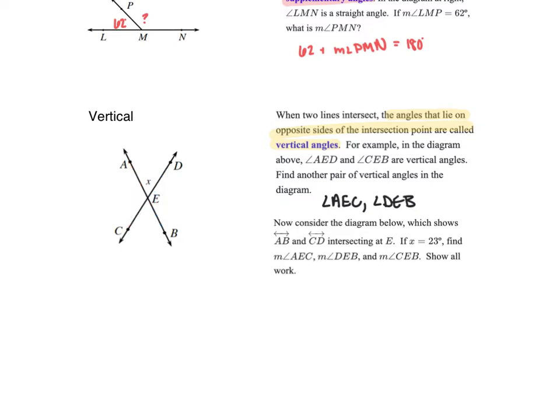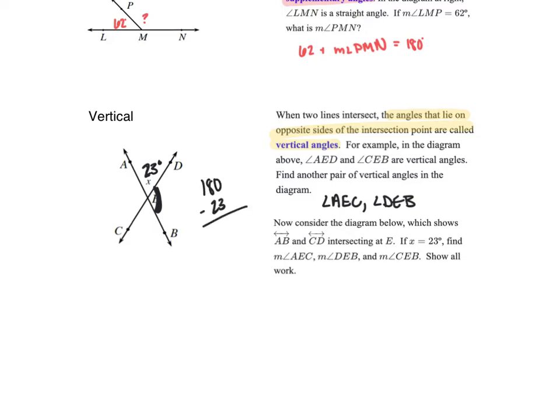Now considering the diagram again, if x is 23 degrees, find the other 3 angles, showing all work. Well, I know this diagram is formed by intersecting lines, and I know straight angles make 180 degrees. So if x is 23 degrees, I could find the measure of angle DEB by taking 180 minus x.